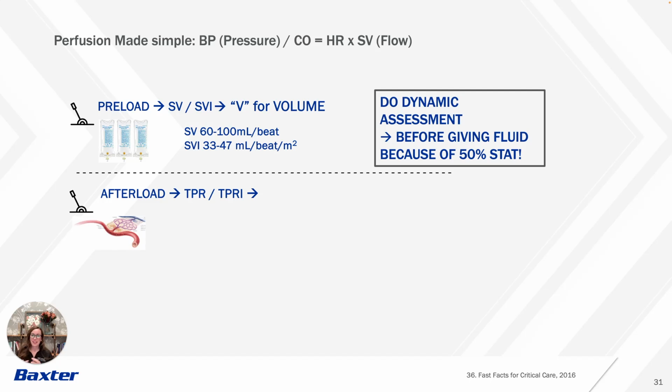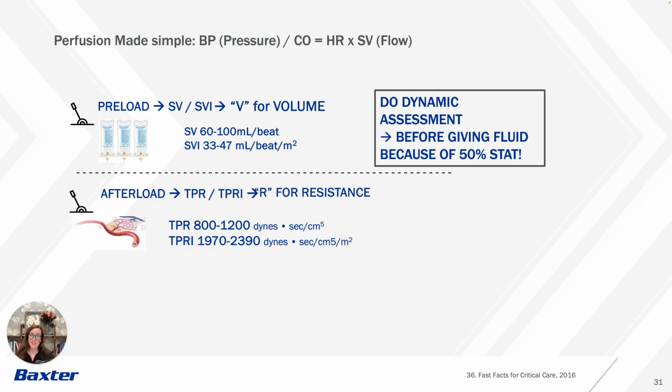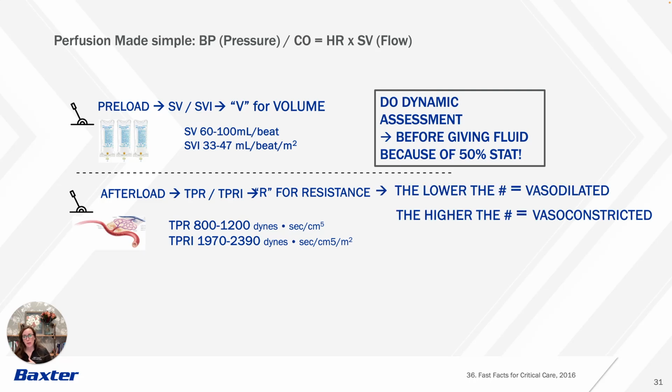And we can look at TPR and TPRI. These are our surrogates for the more invasive version of SVR and SVRI, but the ranges are the same. I like to remember R for resistance, so total peripheral resistance, R for resistance. Here are our normal values. What's important to remember here is the lower the number, the more vasodilated our patients are, and the higher the number, the more vasoconstricted they are.